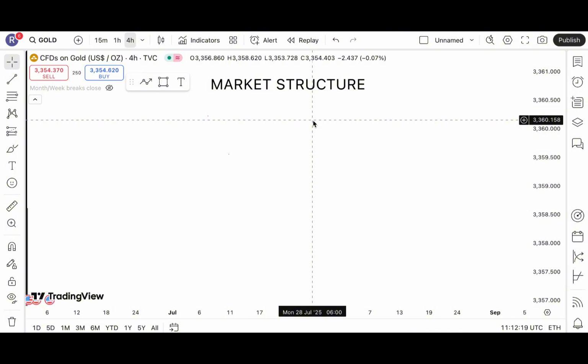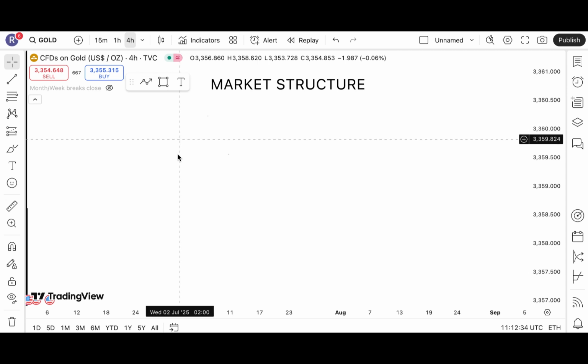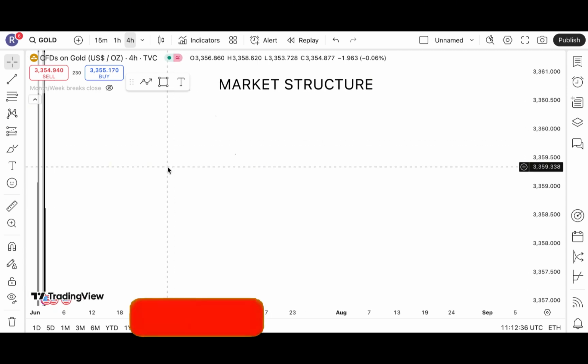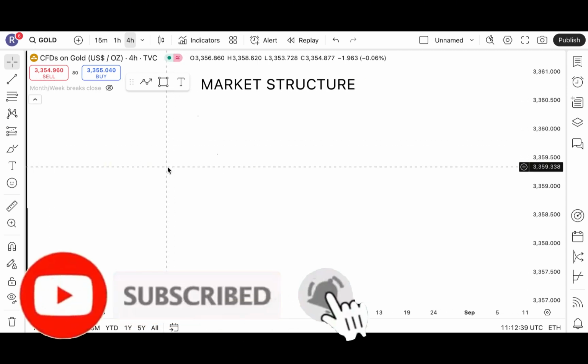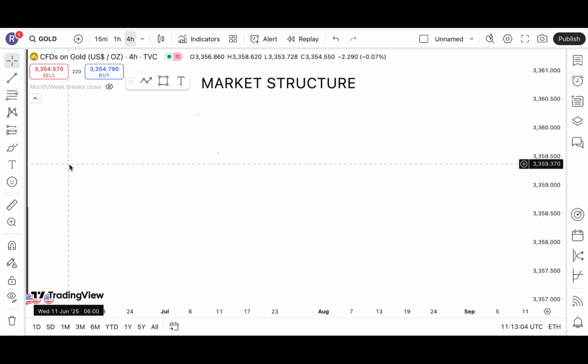Market structure is just the way price moves, the sequence of highs and lows that form trends. Think of it as a skeleton of the market. When price is going up, it forms what we call higher highs and higher lows. And when it's going down, you would see lower highs and lower lows. This simple pattern is what professional traders use to understand market direction before adding anything else. Market structure has only three phases. We have the uptrend, the downtrend, and the range or consolidation.